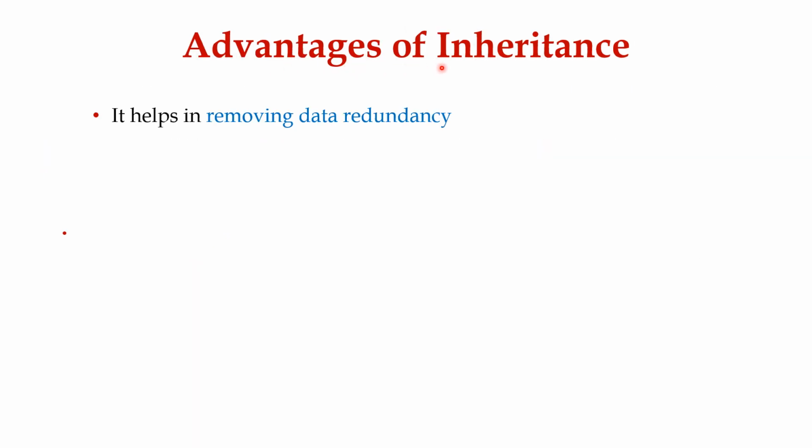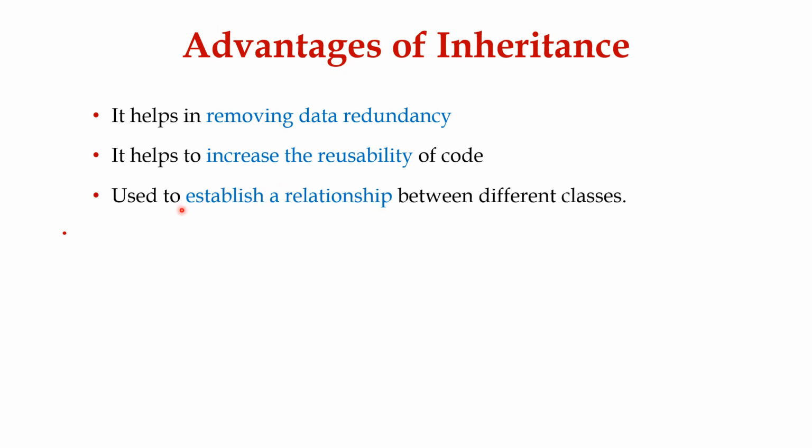The main advantages of inheritance are, it helps in removing data redundancy. That is, no need to repeat or write the same code again and again, which leads to inefficiency, and it may also increase the storage requirement. It helps in increasing the reusability of the code. That is, we can use the same code in different contexts, where it promotes efficiency, consistency, and maintainability by avoiding the duplication of code. It is used to establish a relationship between different classes, whichever we have used in our application.